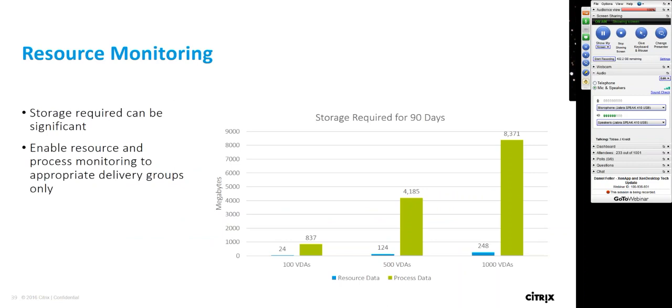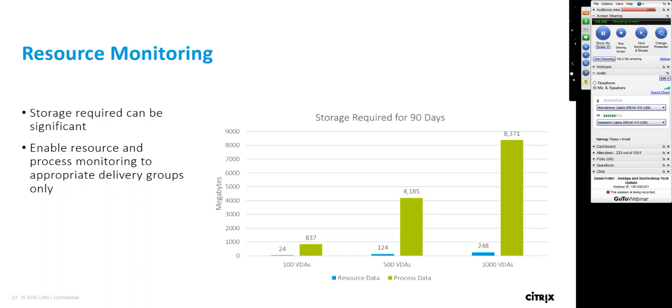So I figured I'd run through what the results would be if you did it for 100, 500, or 1,000 virtual desktops. The blue is resource data, and the green is process data. So you can turn either of those off. You can turn them both off. You can turn one of them off. So it's up to you whether you want per resource data, process data, or both. But this is how much storage space is going to be required for 100, 500, or 1,000 virtual desktops over 90 days.